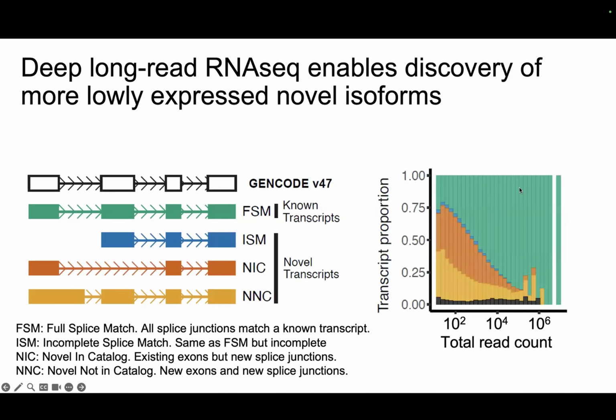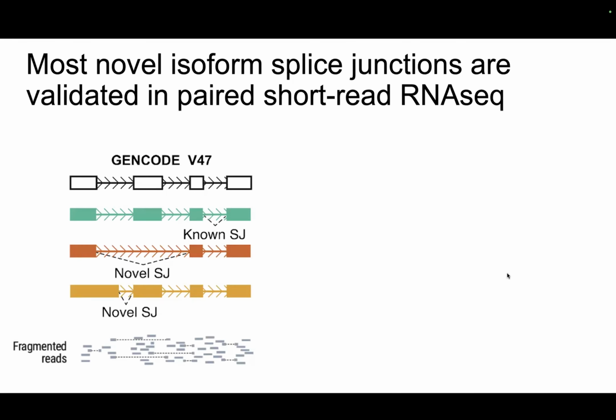So maybe as you'd expect, a lot of the novel isoforms that we're discovering tend to be those that are expressed more lowly. But many of these novel isoforms, here in these 2 different colors of orange, are present at least 100 to 10,000 reads in our data set. So again, they're lowly expressed, but they're still quite abundant in our data.